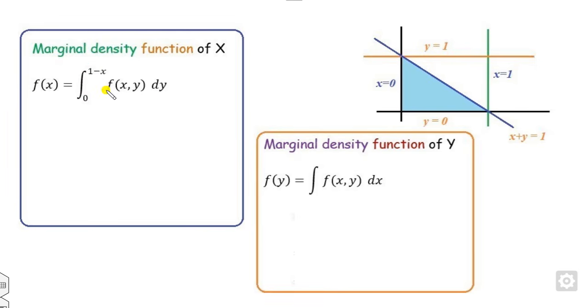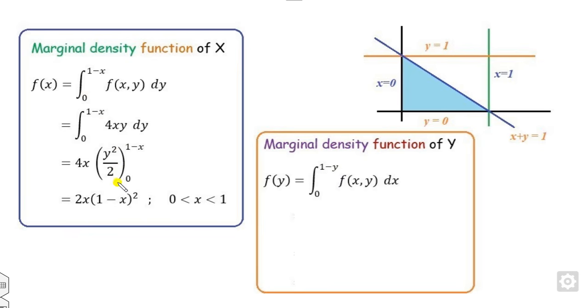You can substitute the limit here. Similarly for the y-axis, for the marginal of x, you can take the limit on the x-axis. So this value is my 0. What is the value of x here? It is nothing but 1 minus y. So the limit is 0 to 1 minus y. Once you take the limits correctly, you simply have to integrate them.